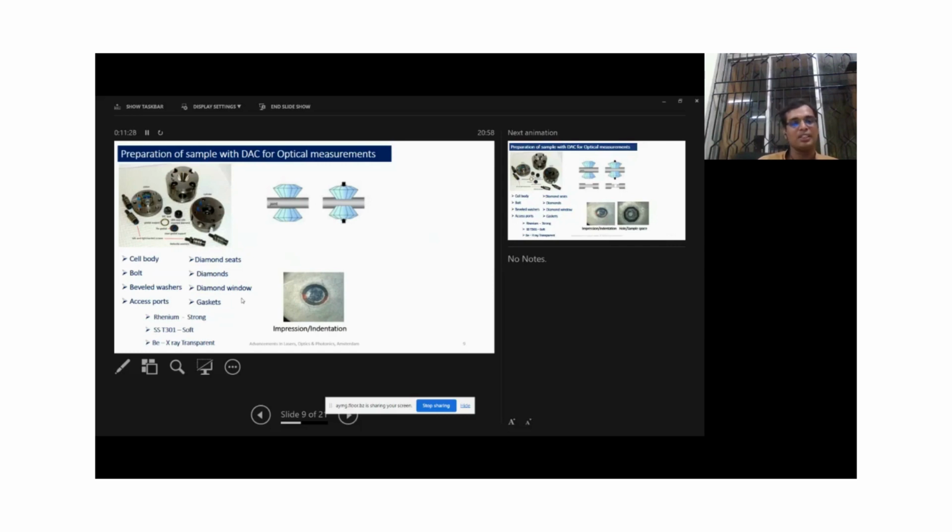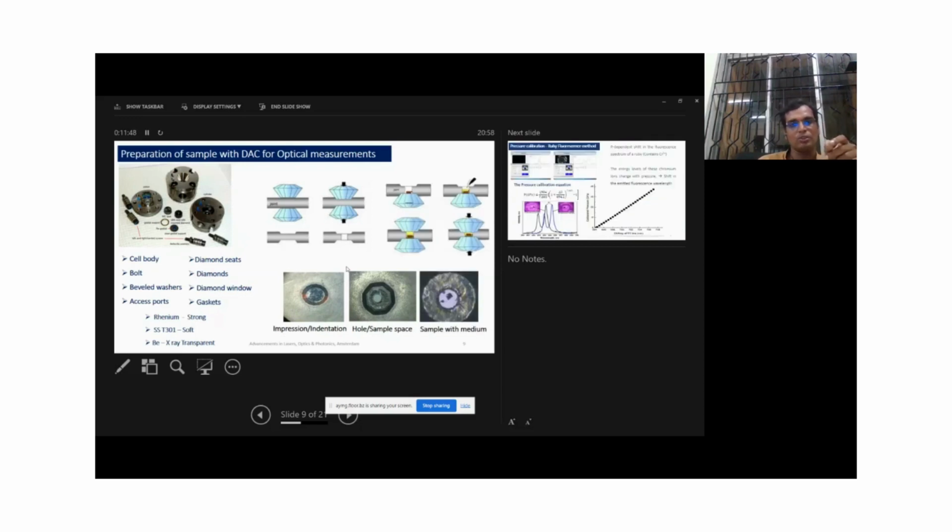In that case, we have to make a sample area. We take the gasket and press it with a diamond, making an impression, called an indentation, on the gasket, and then we drill a hole in it. The hole should be about a third the size of the sample we are going to use. Then we place the sample in the hole, and also a ruby, to calibrate the pressure, to know the exact pressure near the sample.